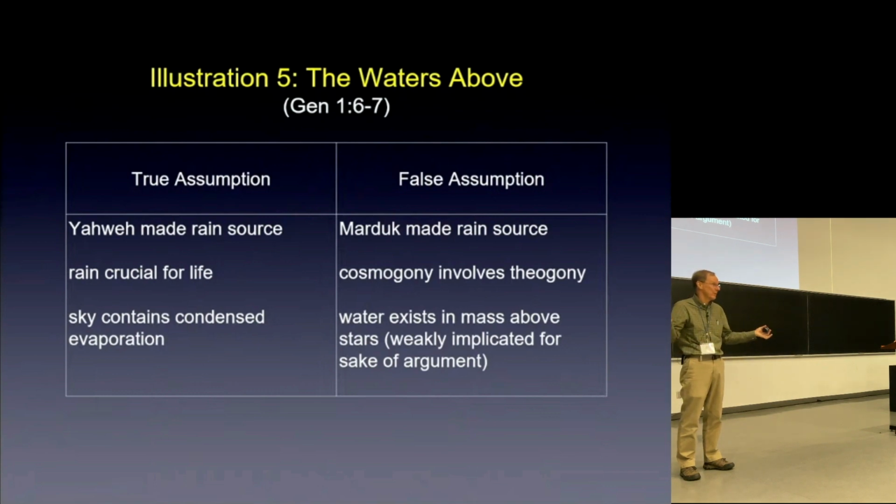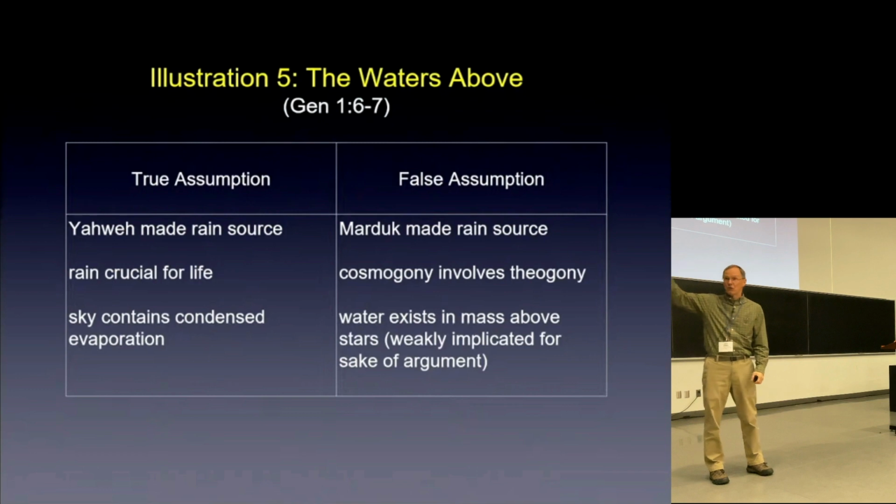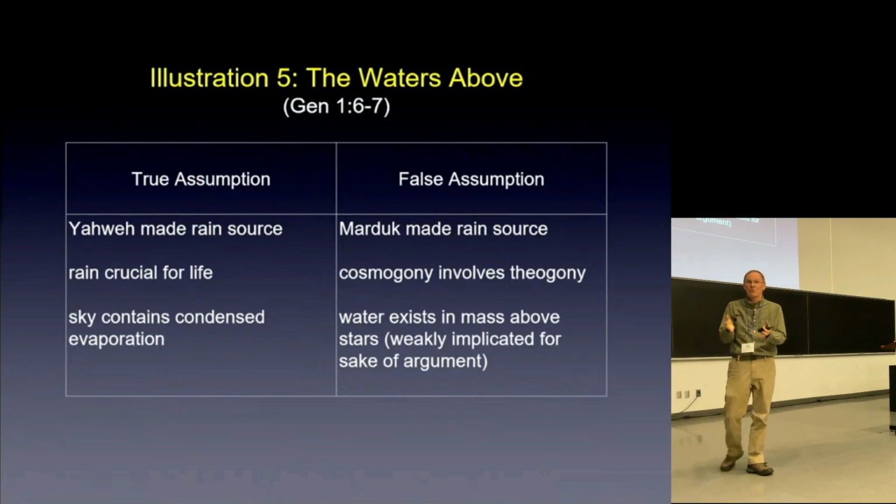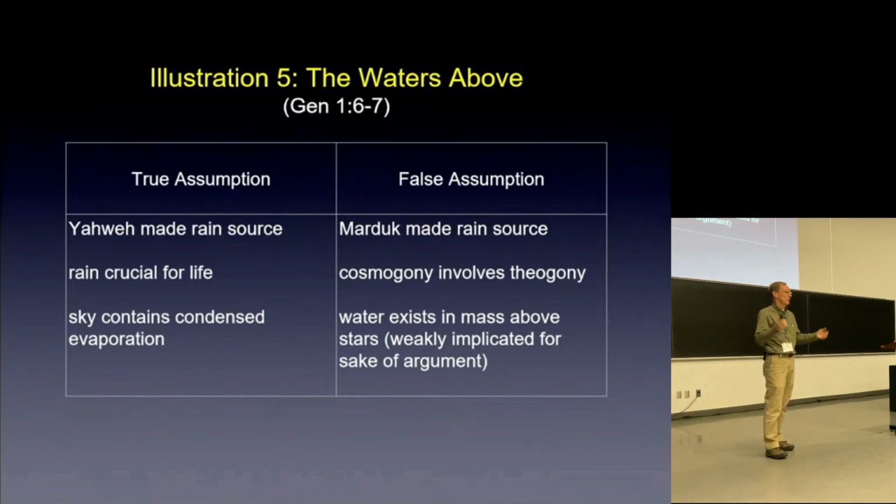Ancients knew they got rain from clouds. There's no question about that. They probably understood something about evaporation. They can see moisture coming out of the ground. They read 1 Kings 18: Elijah's looking on the horizon, he sees a cloud forming, he knows the rain's coming. So they weren't stupid. They had some sense about things, and I suspect that they shared the true assumption that the sky contains condensed water vapor that makes clouds and can rain.